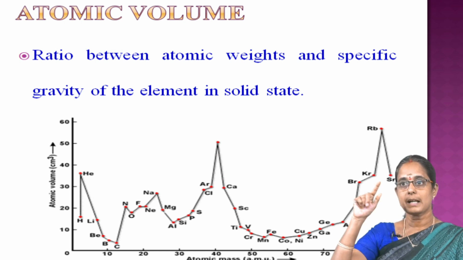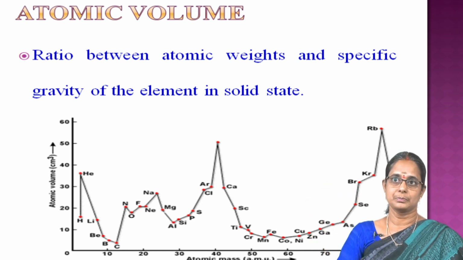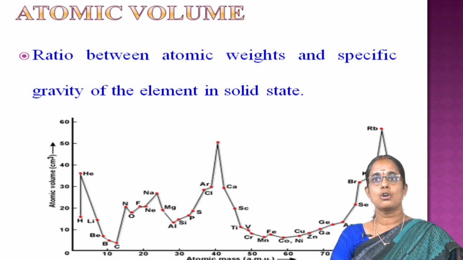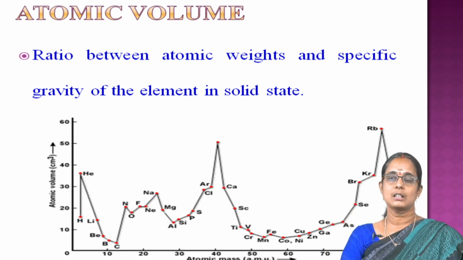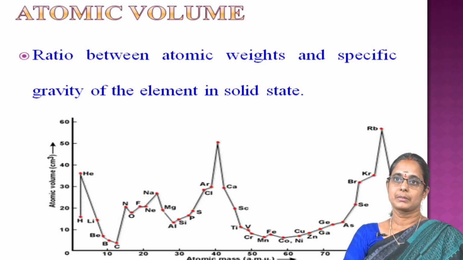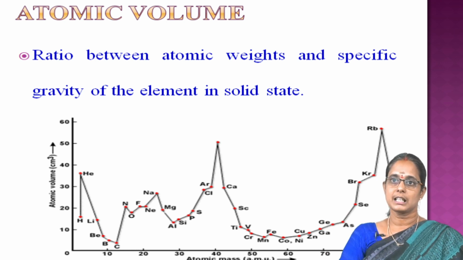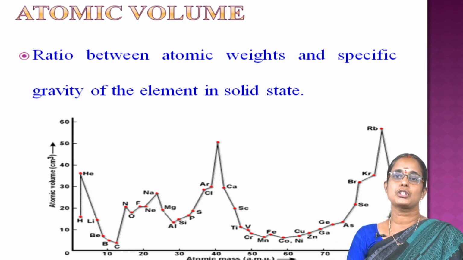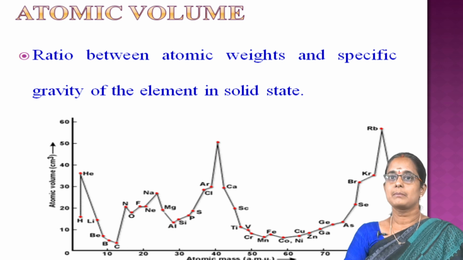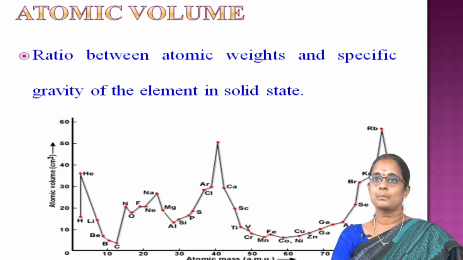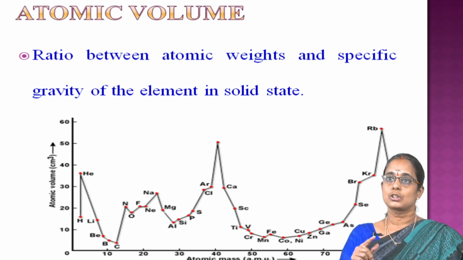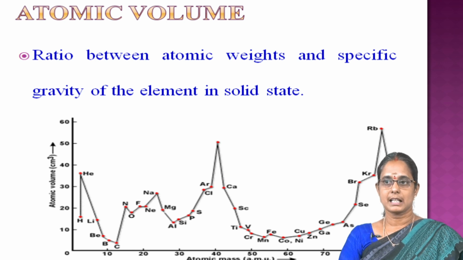Alkali metals occupy the top position in the curve. The atomic volume increases when we go from top to bottom in a group of the periodic table. The members of each period of the periodic table occupy successive positions on the curve. The members of each group occupy similar positions. That is, the alkali metal groups occupy the top of the curve of the periodic table.